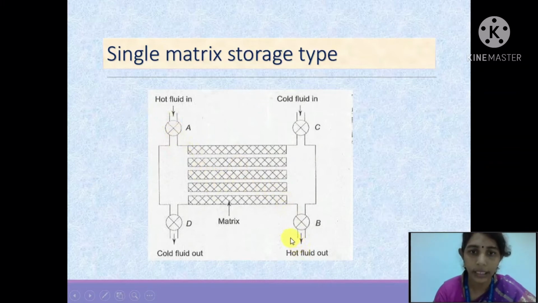In the next case, these two are closed and C and D are opened. When this opens, cold fluid enters here. This matrix is already heated up, so it releases the heat to the fluid and it comes out through C. So this is how a single matrix storage type works.